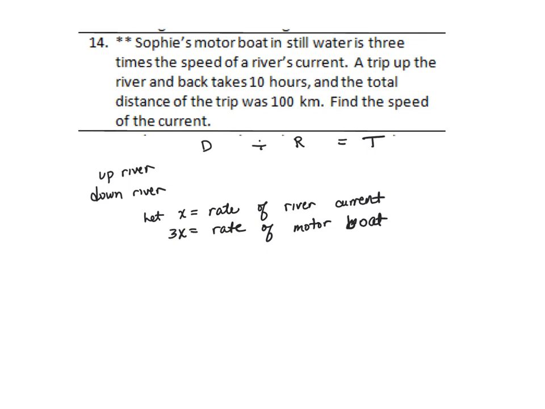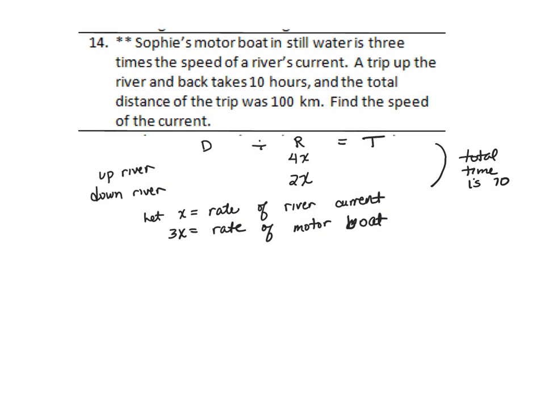And immediately, the rate going up the river would be 3x plus x, which is 4x, and the rate down the river would be 3x minus x, which is 2x. So that was a little different. A trip up the river and back takes 10 hours, so the total time is 10. Okay, and the total distance of the trip is 100 kilometers.